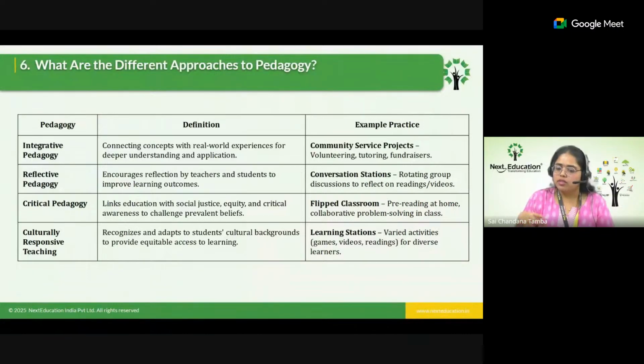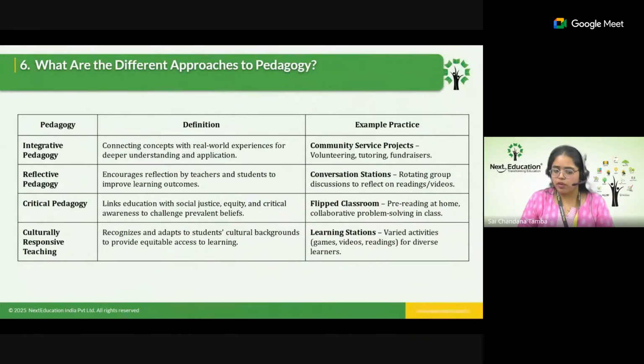So for that, there are certain conversation stations, for suppose, where again there is discussion on whatever has been done in the class, whether the students understood it or not. Okay, so all this aspect comes under reflective pedagogy. Next is critical pedagogy. This is more suitable for social sciences, where you are linking the education to social justice, equity, and awareness.